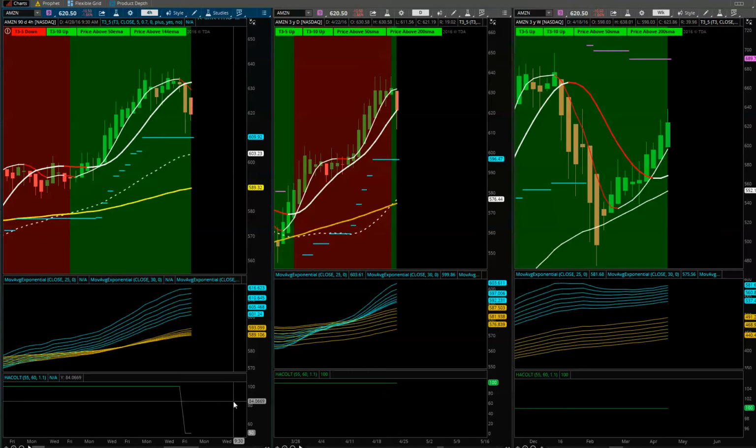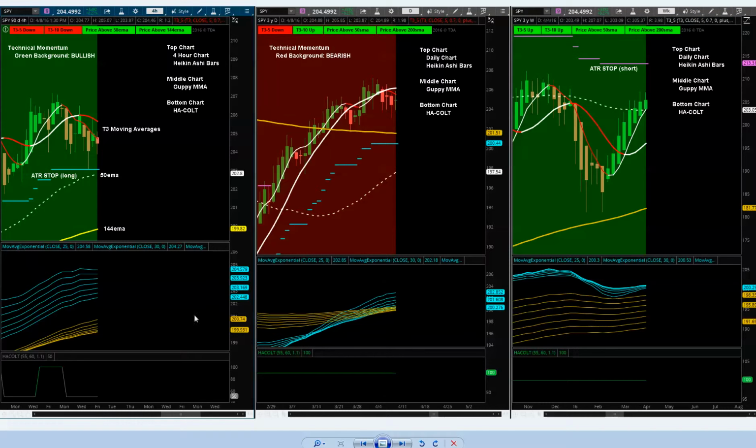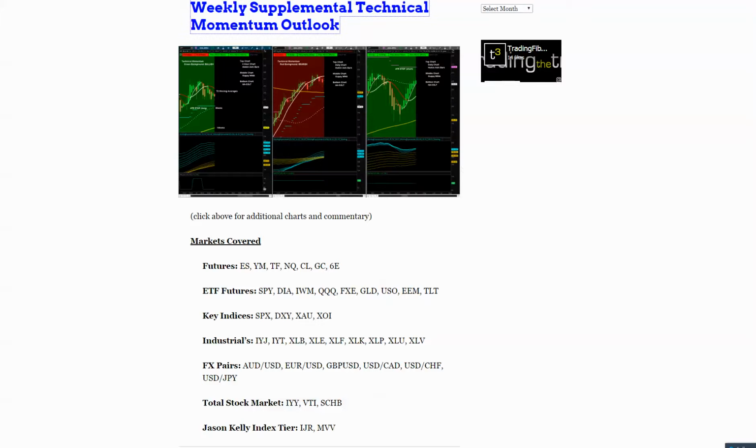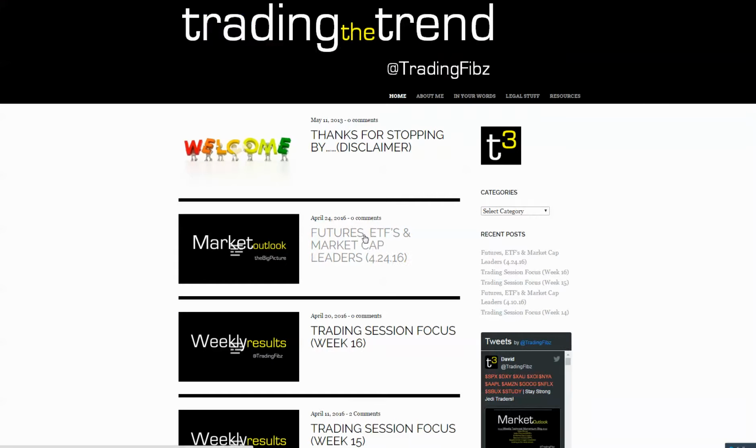All right, so how do we apply this on a big picture and then take this into the short-term picture? Again, if you remember, go back to the picture that we have here, which gives you the key, which you can find not only in the supplemental charts each week, but also on the website at tradingfibs.com each week, posted under the futures, ETFs, and market cap leaders.